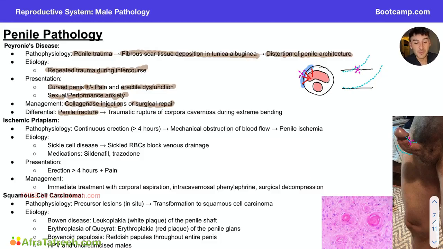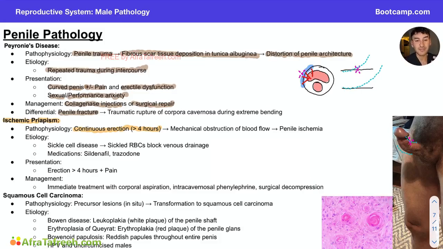So now that we talked all about Peyronie disease, let's go ahead and move on to ischemic priapism. And ischemic priapism is going to be an acute pathology of blood flow, and it's going to be a continuous erection lasting longer than 4 hours. And this is due to some type of obstruction of blood flow leading to an erection that lasts a really long time.